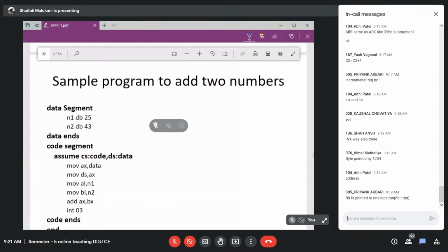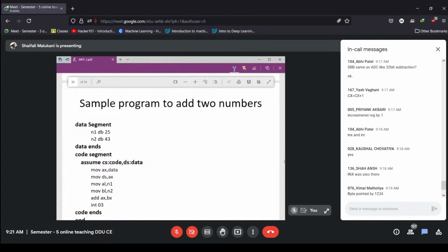This is a very basic one. If you understand, let me know. We can go to the next one. If it is clear, let me know.